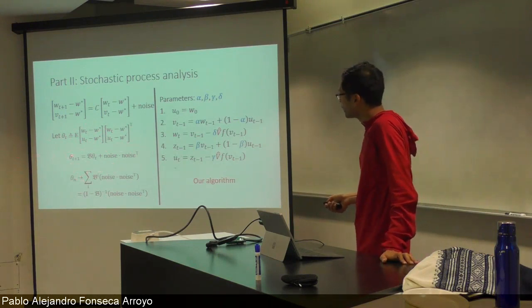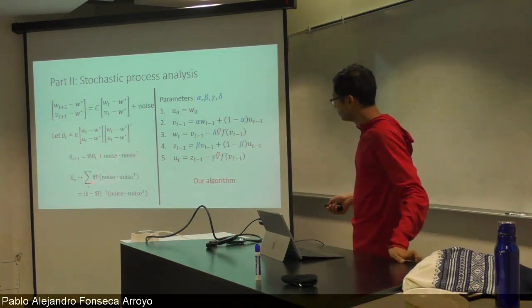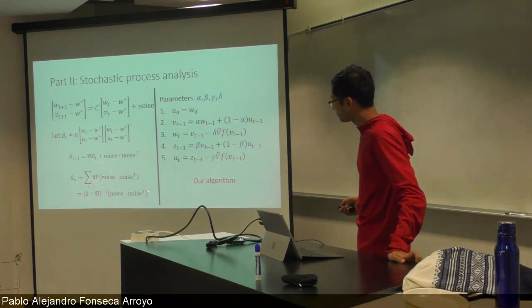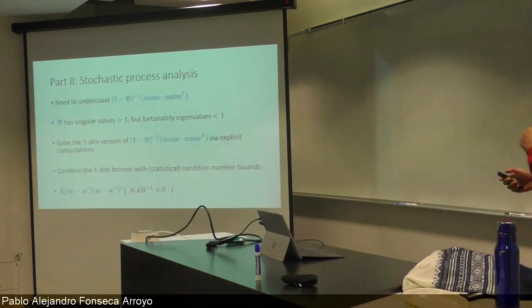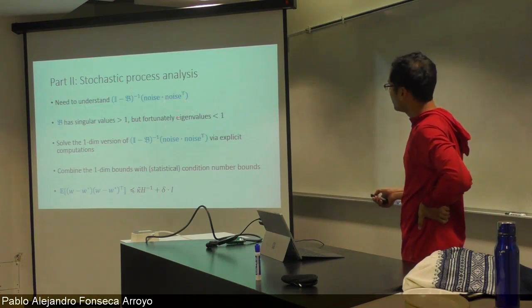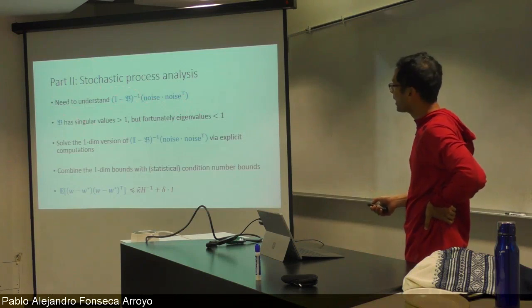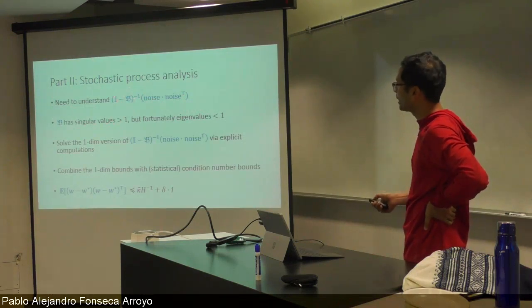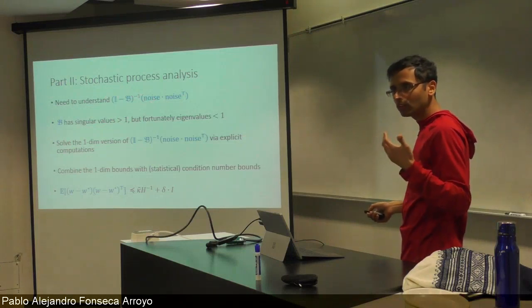And when you expand theta after a large number of steps, you get this nice closed form expression, I minus B inverse, where B is an operator that acts on PSD matrices. So we essentially need to understand this I minus B inverse noise transpose. Fortunately, B has eigenvalues less than 1, so this actually is meaningful. But then we actually have singular values greater than 1, which means that we cannot directly use some crude upper bounds on the operator norm of B to do the analysis.